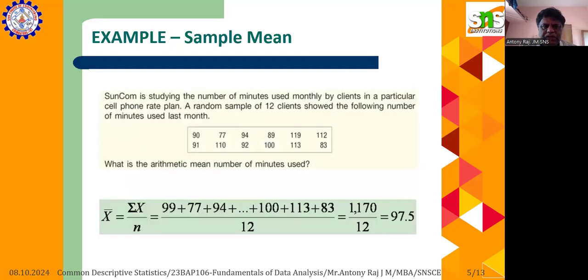Let us understand this sum. Suncom is studying the number of minutes used monthly by clients in a particular cell phone rate plan. A random sample of 12 clients shows the following number of minutes used last month. Client-wise, the talk time recorded is given. The arithmetic mean number of minutes used is: I add all the values in the numerator and divide by the denominator, 12, and the result is 97.